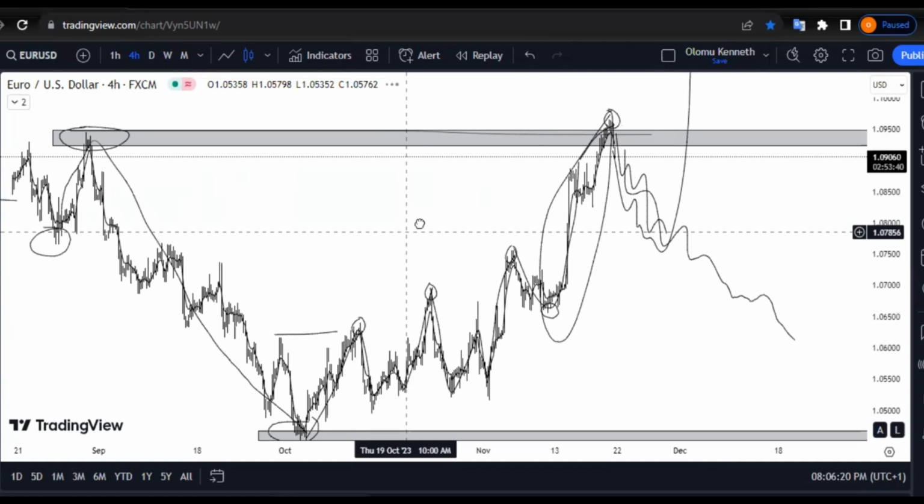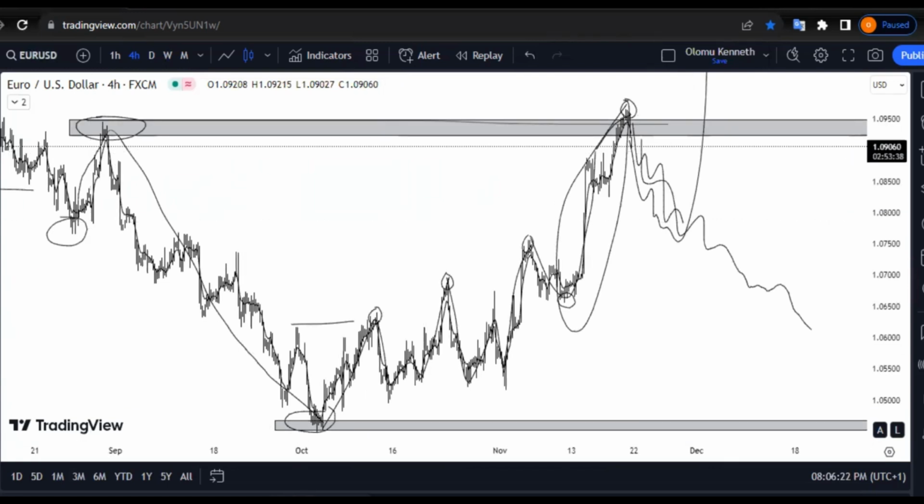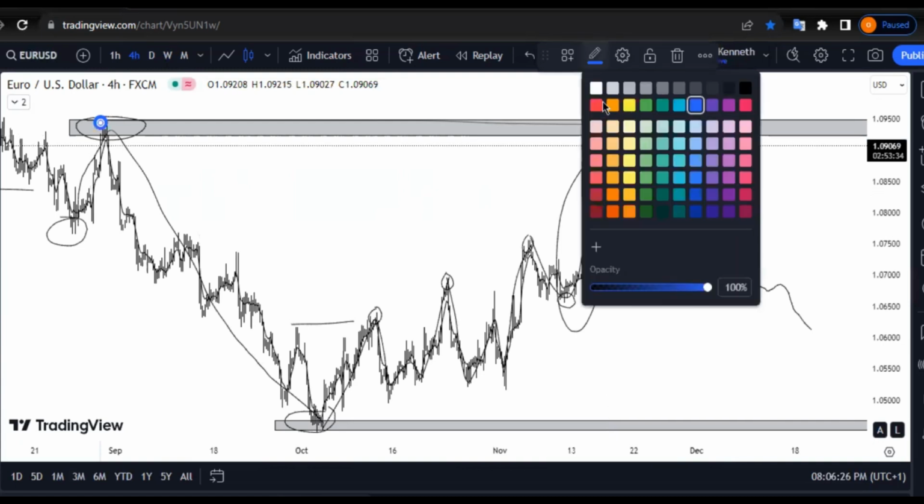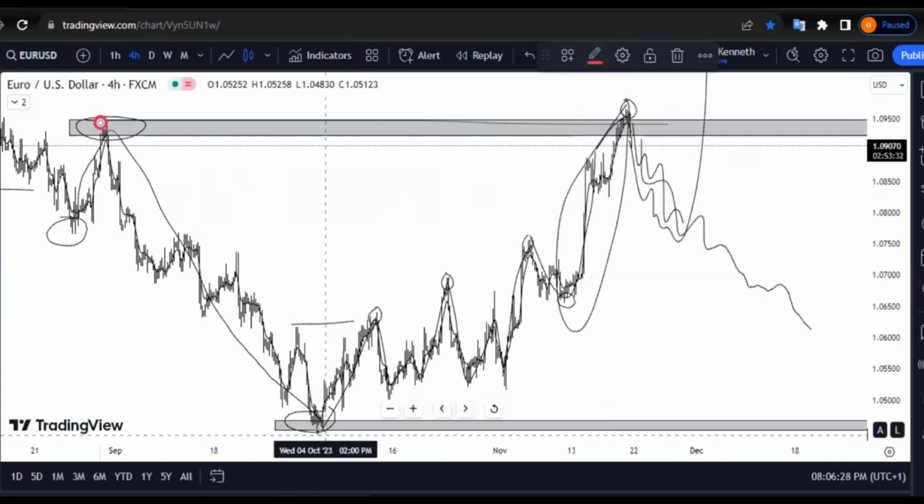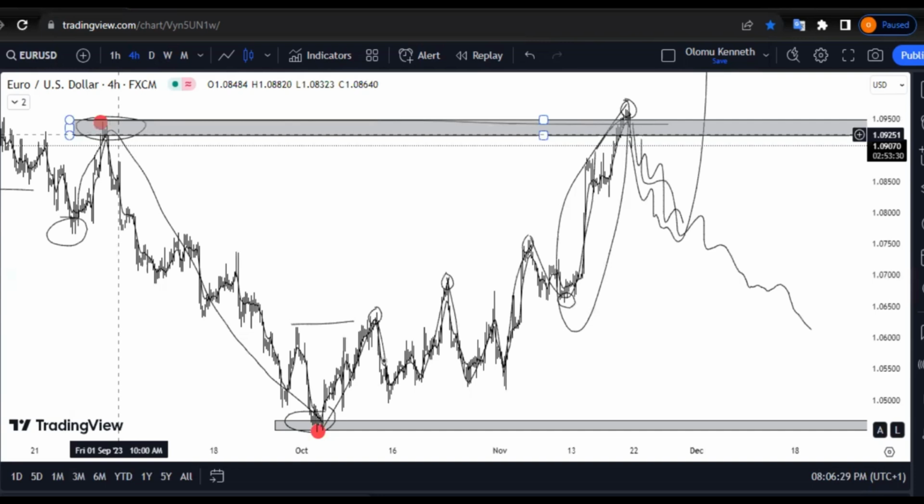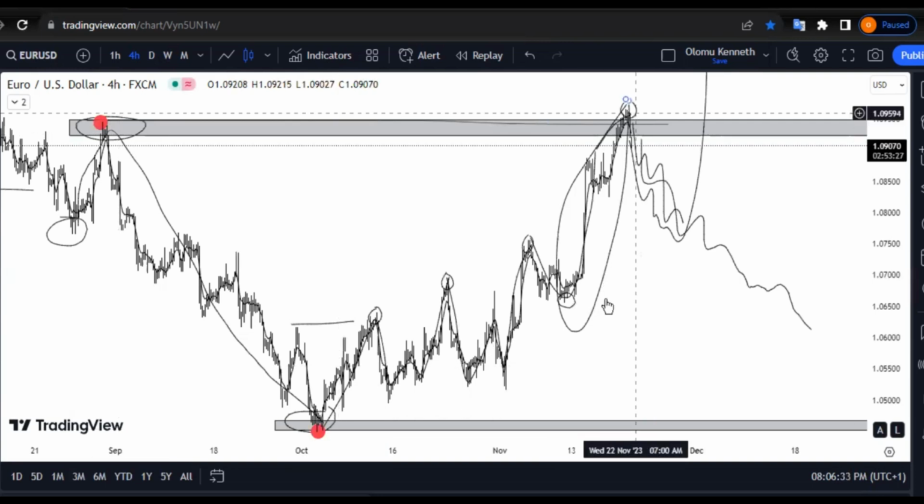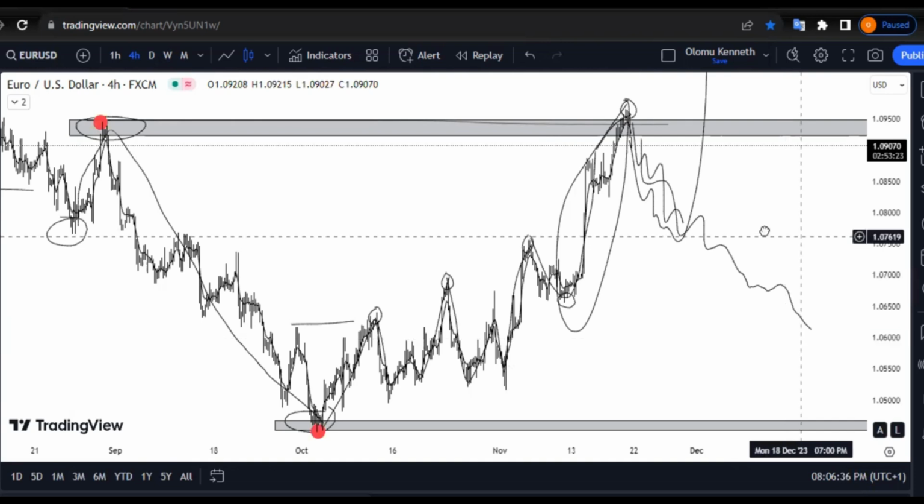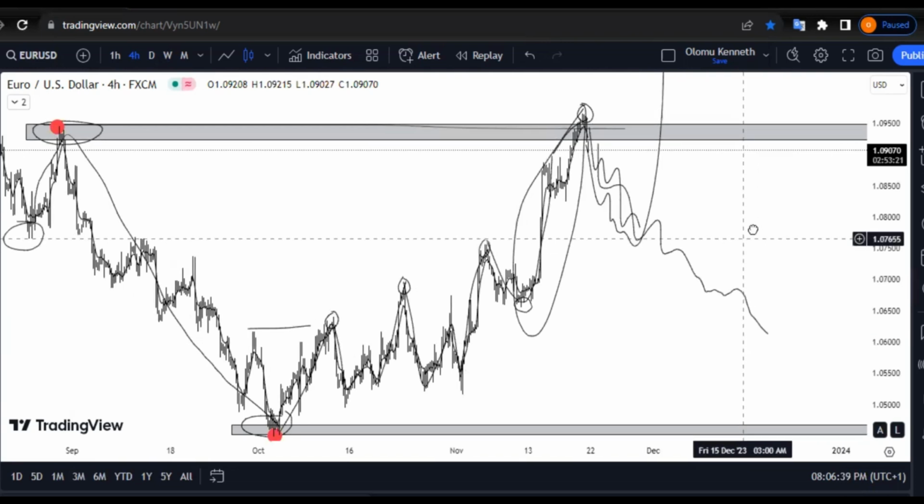But we will not neglect what the daily is saying, because the daily is equally what? Bearish. All right, we have our range for the daily as this, bearish. So all of this will just be a move to the upside, then we start seeing the market dropping back to the downside. So for the week, I'm seeing that Euro USD is going to sell.